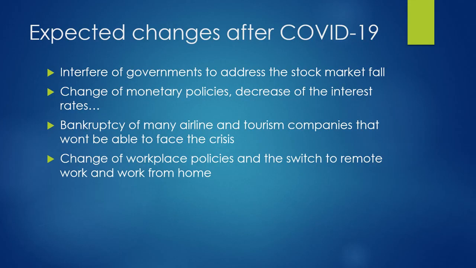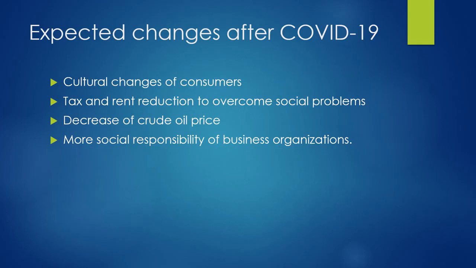interference of governments to address the stock market problems, a change of monetary policies like decrease of the interest rates, bankruptcy of some airline and tourism companies, change of the marketplace policies, and the switch to remote work and work from home, cultural change of consumers regarding safety and health, tax and rent reduction to overcome social problems in many countries, the decrease of crude oil prices that affects the economies and prices, more social responsibility of business organizations.